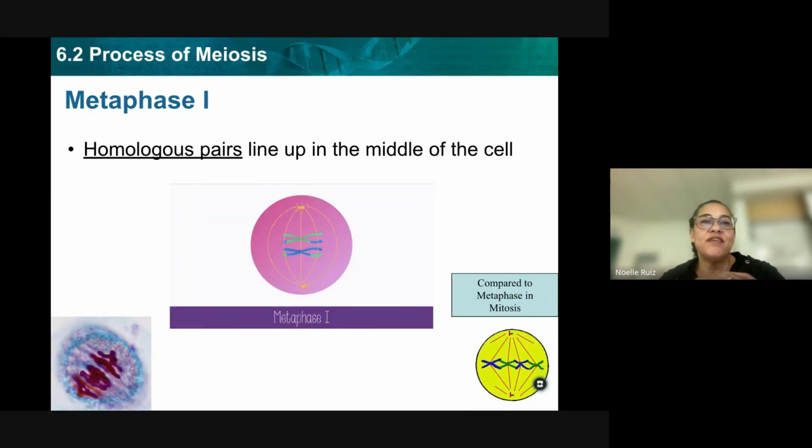Next phase, metaphase 1. The homologous pairs line up in the middle of the cell. On the right, it's compared to metaphase in mitosis. They're lined up one by one. But in metaphase 1 in meiosis, they line up in pairs. And you can tell by the colors that some of that information has been crossed over. You've got a green chromosome with a little bit of blue and a blue chromosome with a little bit of green. And then on the bottom left, that is the image under the microscope that will be on your future quizzes.